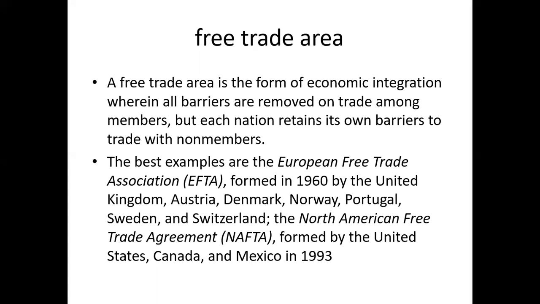What are the best examples? The best examples are the European Free Trade Association, formed in 1960 by the United Kingdom, Austria, Denmark, Norway, Portugal, Sweden, and Switzerland. One more example is the North American Free Trade Agreement, NAFTA, which was formed in 1993 by nations like the United States, Canada, and Mexico.